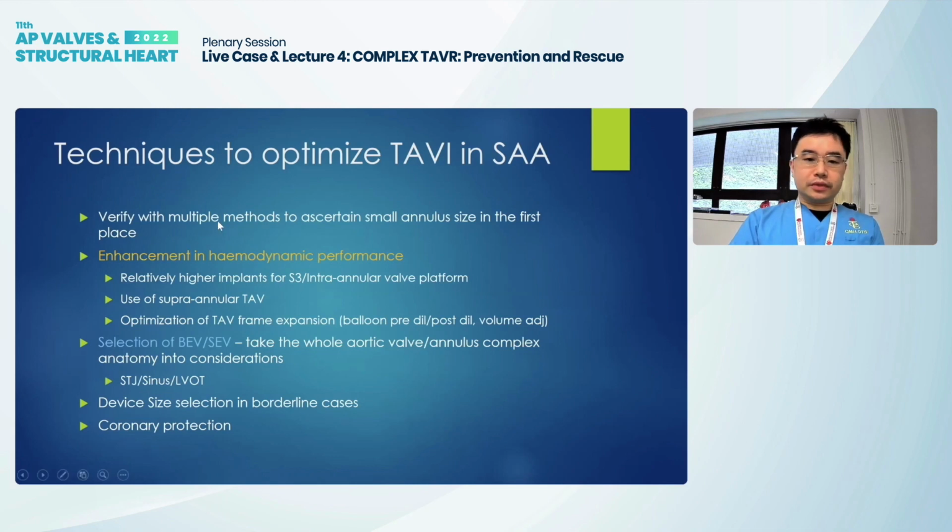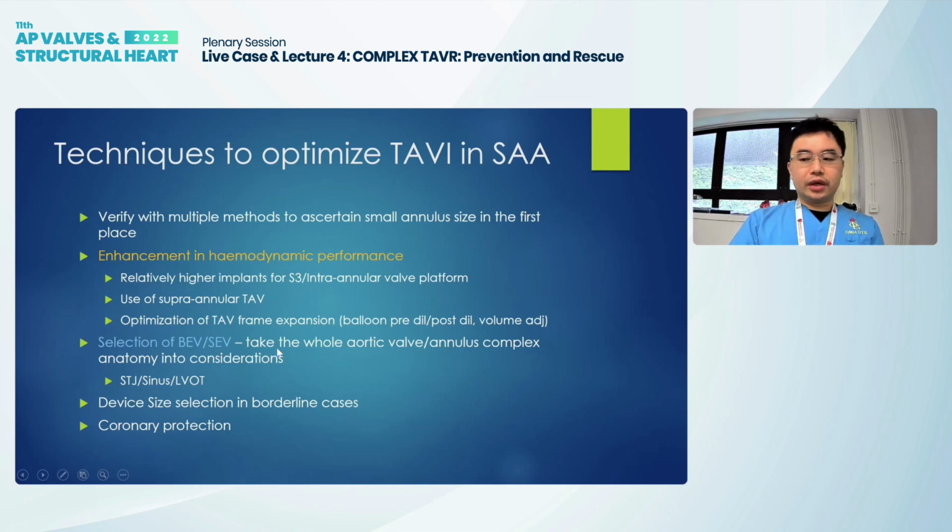Techniques to overcome these problems, the best is to optimize TAVI. For S3, I usually implant relatively higher. And to improve the hemodynamics, if allowed, we would consider supraannular TAVI like Evolut. We have to optimize the frame expansion by adequate pre-dilatation and post-dilatation. And if it is a case of S3, we may add extra volume as appropriate.